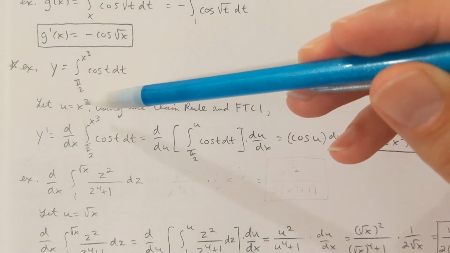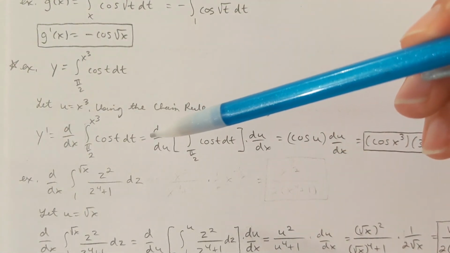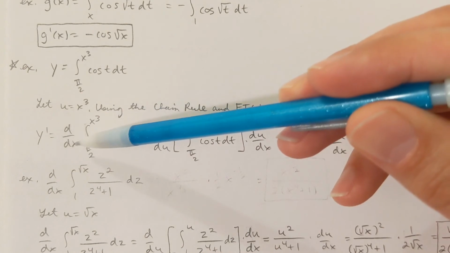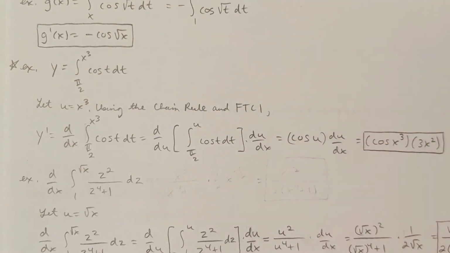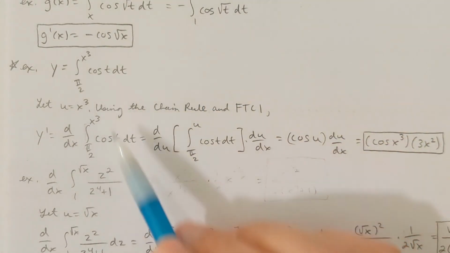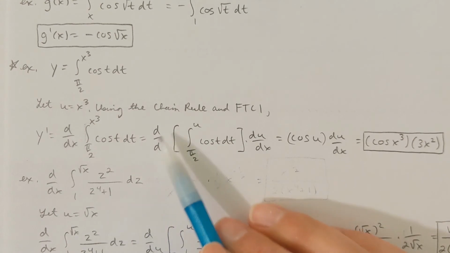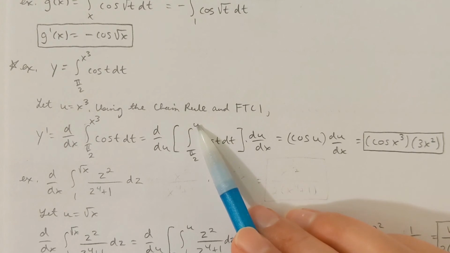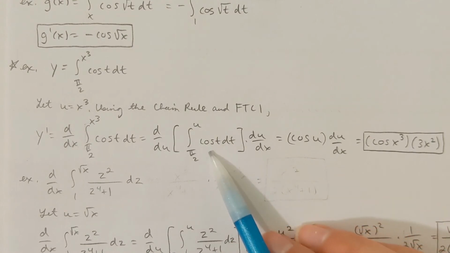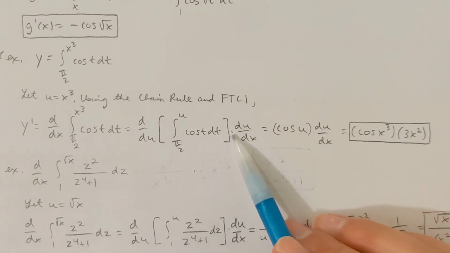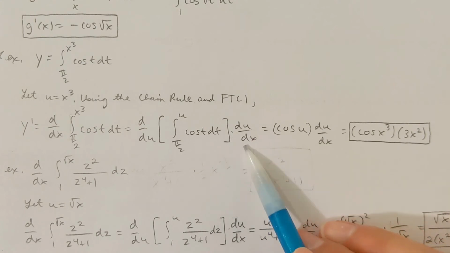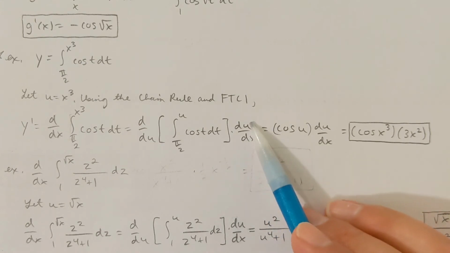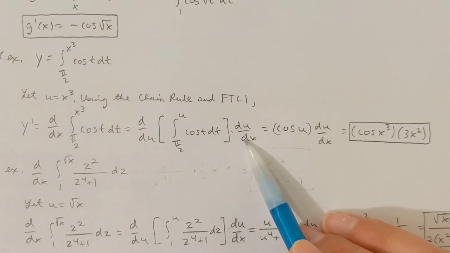I'm going to let u be the upper bound, x cubed. All right. So if I want to take the derivative with respect to x of this integral here that was given, that would be the same as the derivative with respect to u. U is the upper bound, but then remember, you've got to complete the chain rule. You've got to multiply by the derivative of the thing that you're ignoring, which is the derivative of u with respect to x.